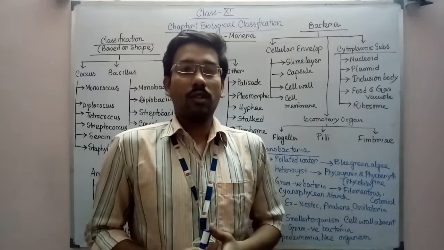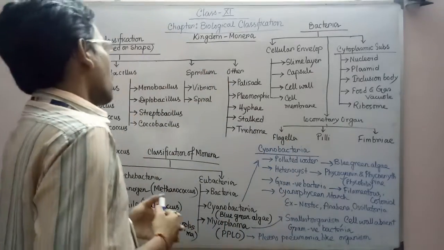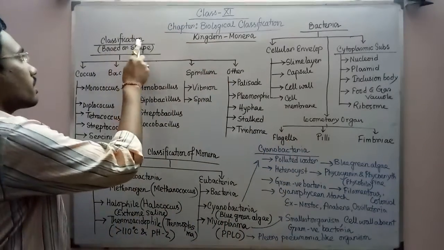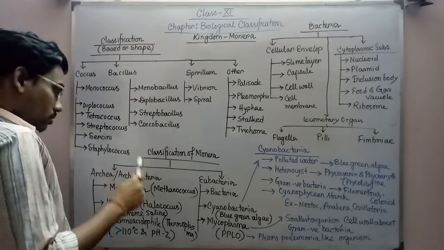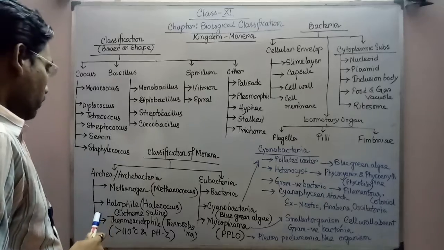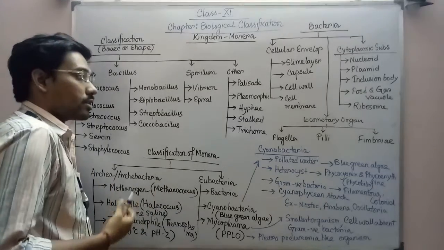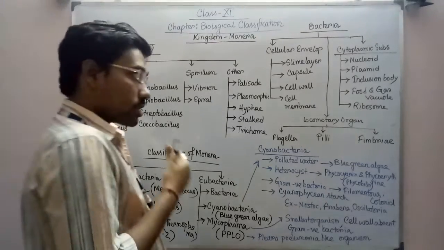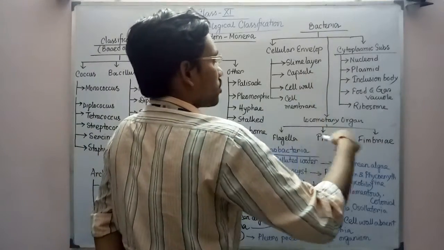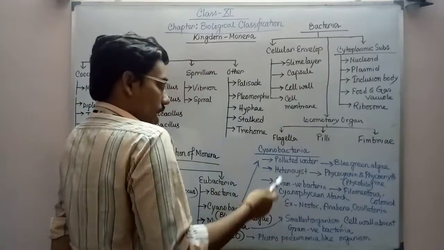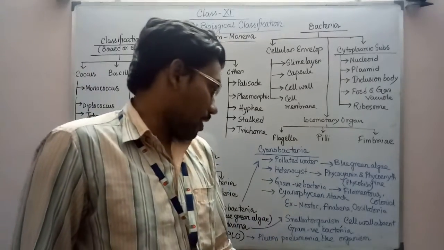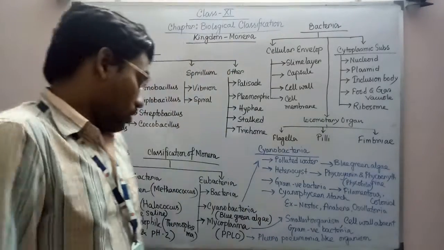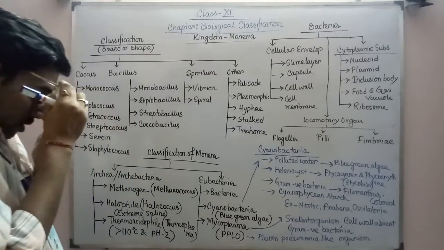So let's see the points we have to study. First of all, we have to discuss the classification of the kingdom Monera based on the shapes. Next, we have to study the classification of the Monera based on their other characteristic features. We have to discuss the basic structural features of any specific bacterial cell, and at last we will discuss the other two types of bacterial cells, cyanobacteria and mycoplasma, and their characteristic features.